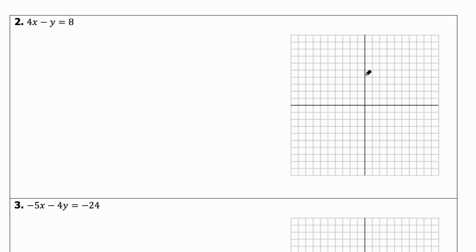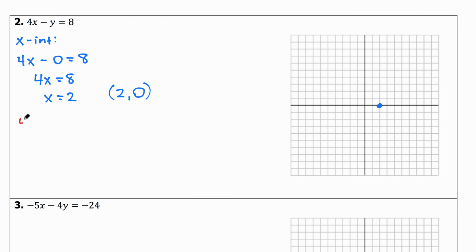Okay, looking at number 2, 4x minus y equals 8. So the x-intercept of this line, we'll substitute 0 for y, and so that gives us 4x minus 0 equals 8, which is just 4x equals 8. X comes out to be 2, so we have an x-intercept at 2, 0. And that would be this point here.